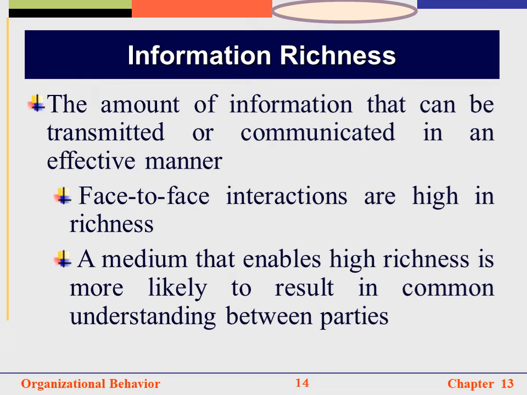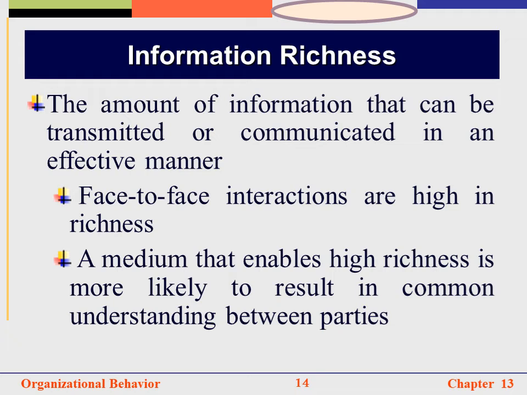Okay, information richness. It is the amount of information that can be transmitted or communicated in an effective manner. What does this mean? It means that the channels or media that we use to send our message differ in their capacity to convey information, differ in their capacity to communicate our messages to the receiver. So what is the meaning of information richness? It is the amount of information that can be transmitted or communicated in an effective manner. This means that we have different channels we can use to send our messages, and those channels are different in their capacity to convey this information.